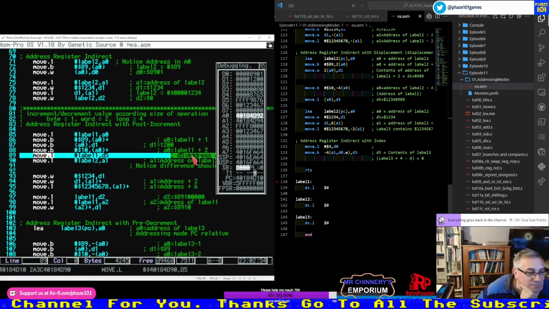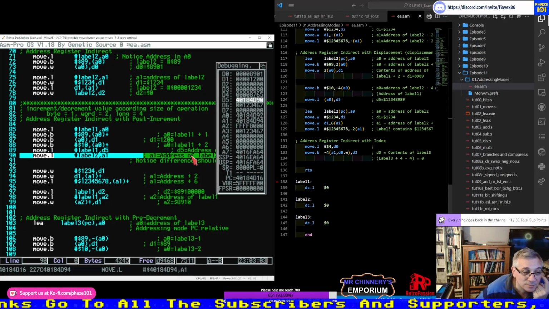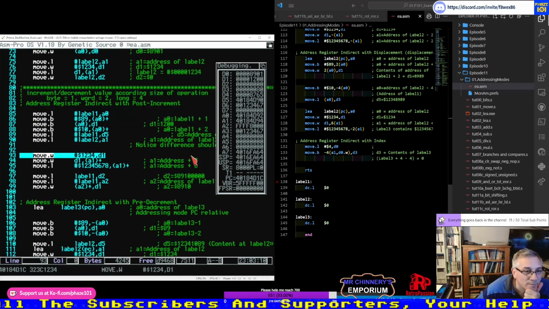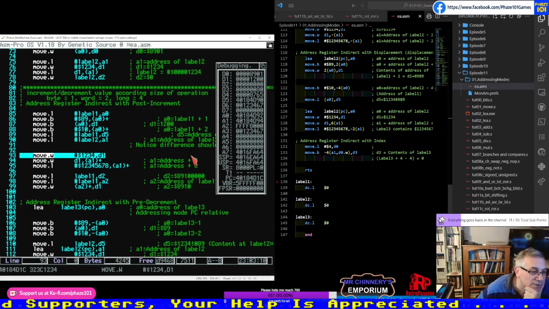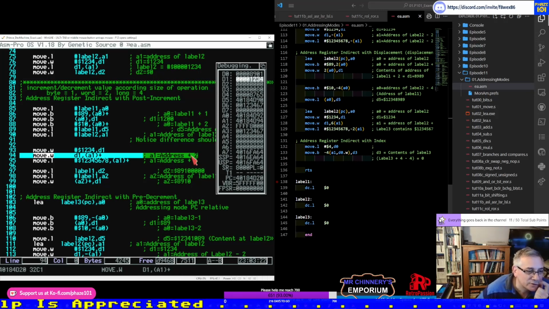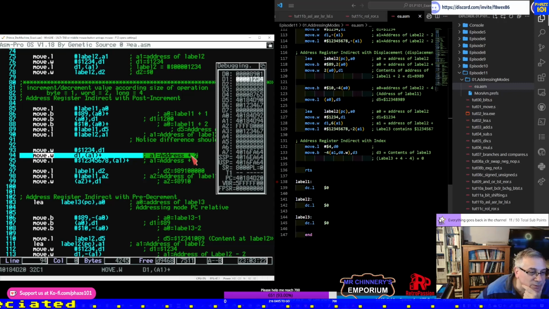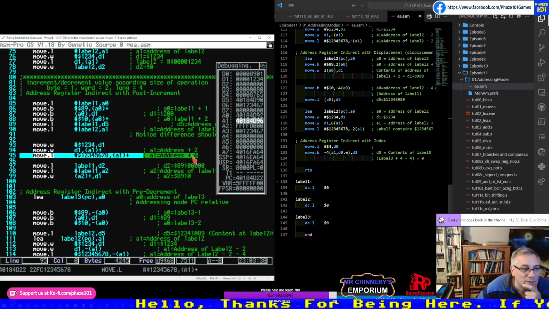Then we take label 1 and we move it into D5, and we take the address of label 2 and we move it into A1. Now we take the value 1, 2, 3, 4, and we move it into D1. It was a word, sorry, I forgot to say that. And now we move word, what is in D1, into A1, but this time A1 is incremented not by 1 but by 2, okay? And now we move long, that number, into A1, and it is incremented by 4, because it's a long. So notice the value of A1 is going to increment by 4.